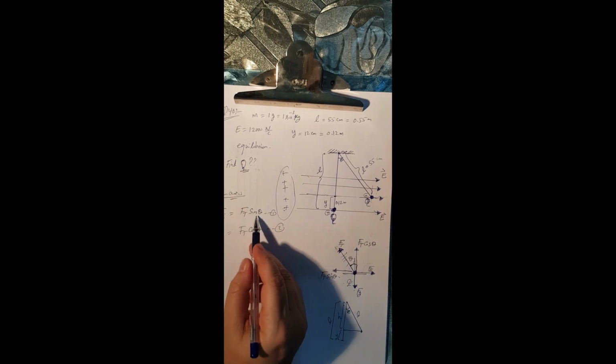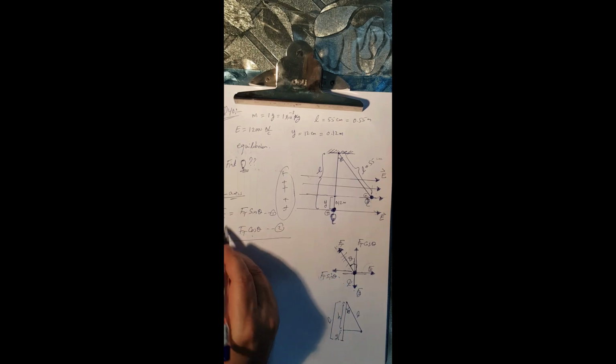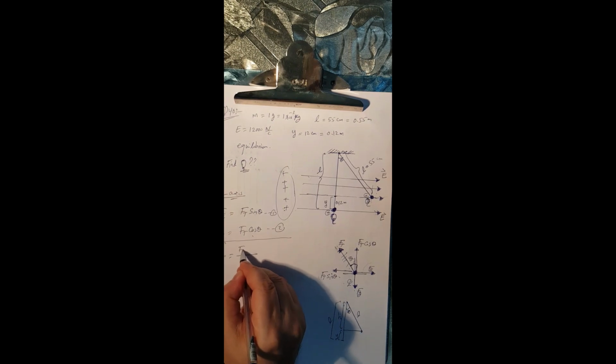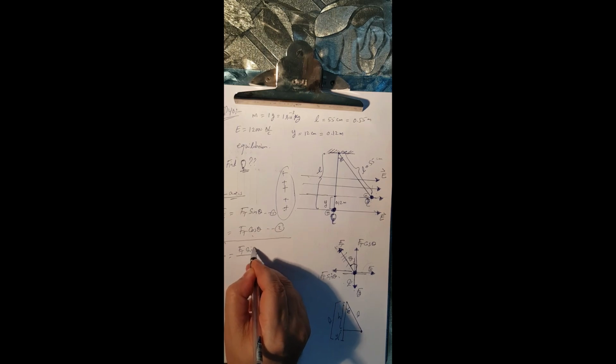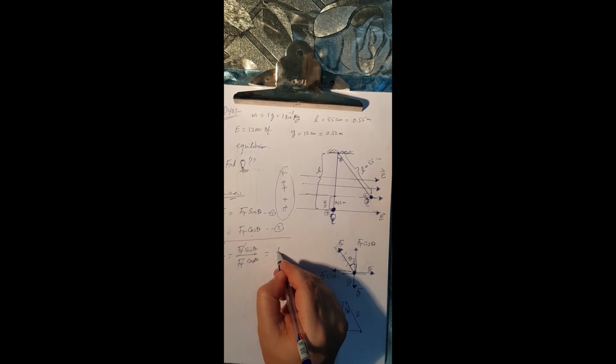You can see here we have sine and cosine, so the best thing to do is to divide these two equations. So I divide this one over this. I have F electric over F gravity equals tension force sine theta over tension force cosine theta, and you can cancel the tension force. And sine theta over cosine theta will be tan theta.